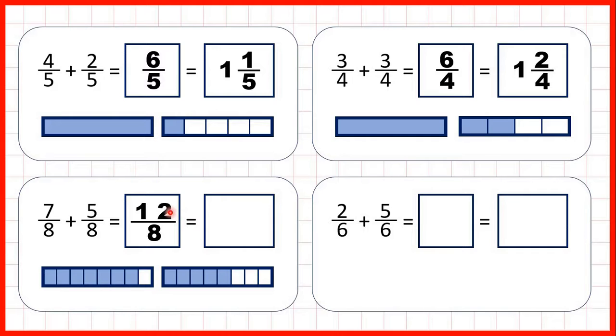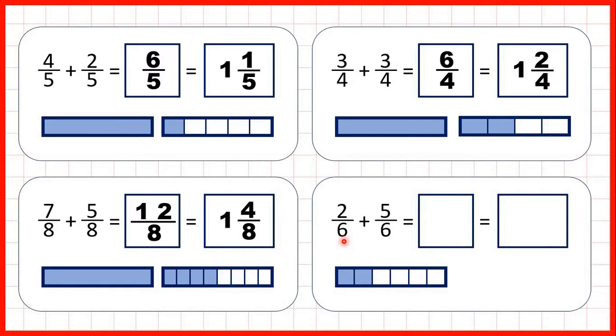But what is 12 eighths as a mixed number? Well, if we combine to make 1 whole, that gives us 1 and 4 eighths, and that's because 12 divided by 8 is 1 remainder 4, because 1 times 8 is 8, and then we need 4 more to get to 12.